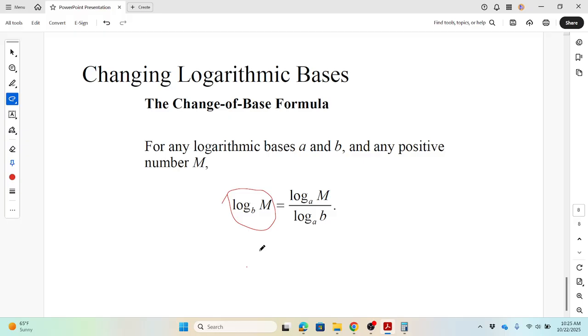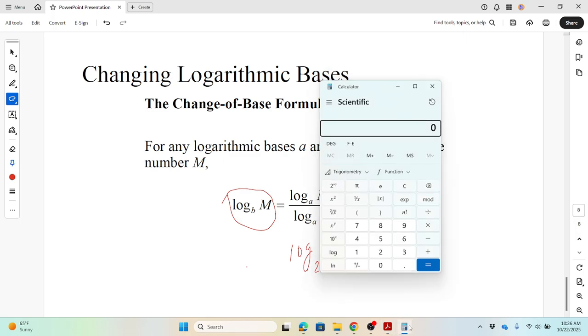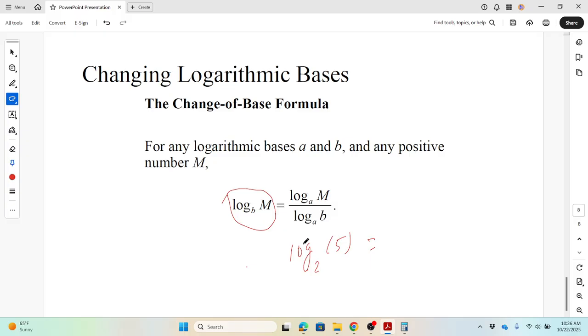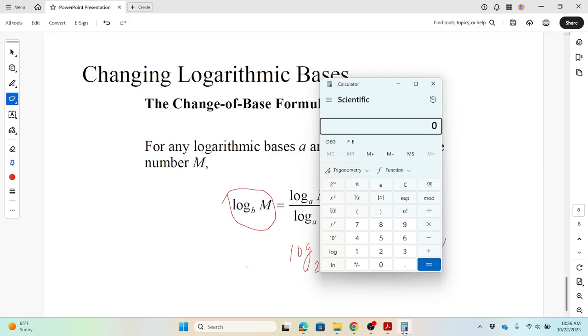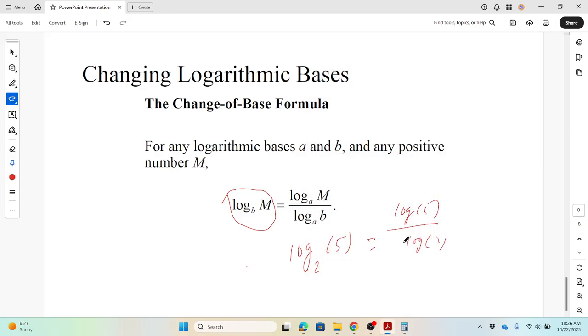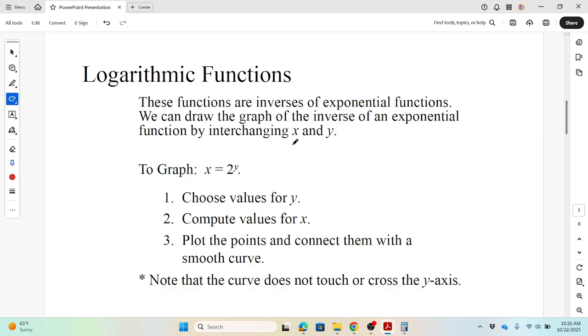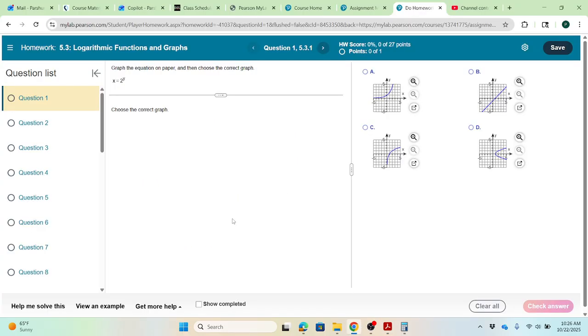So if you have to compute, let's say, log base 2 of 5, there is no way we can use the calculator without changing to a different base. So this can be written as log 5 divided by log 2 using this formula, and now we can use a calculator to approximate the value. So these are some information about the log function. Let's look at some problems here.